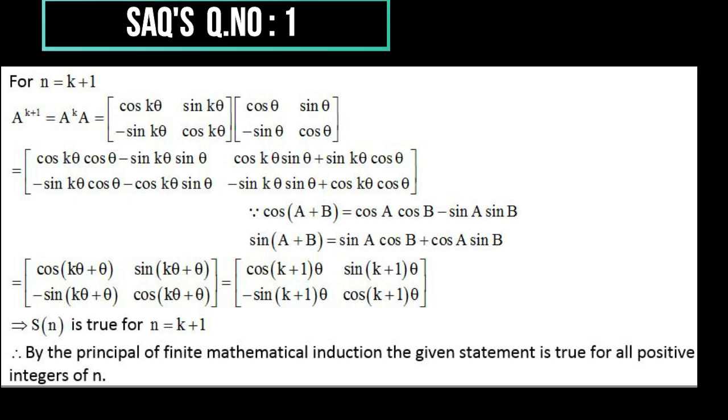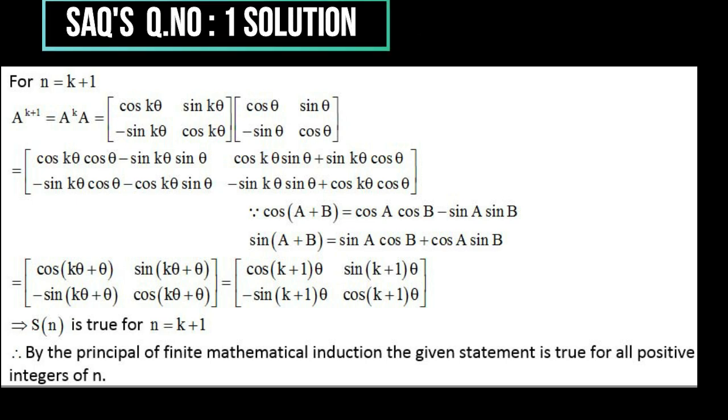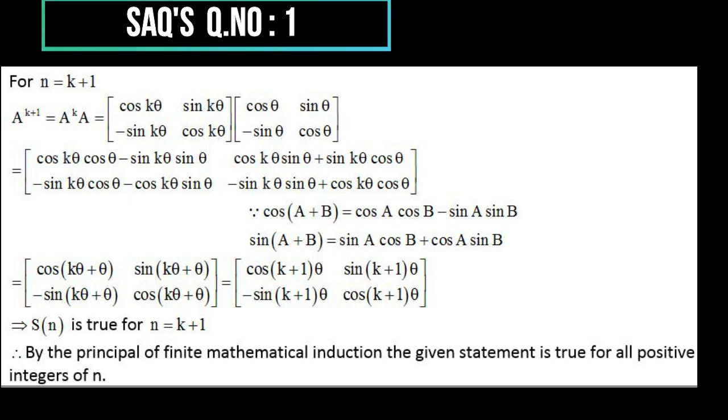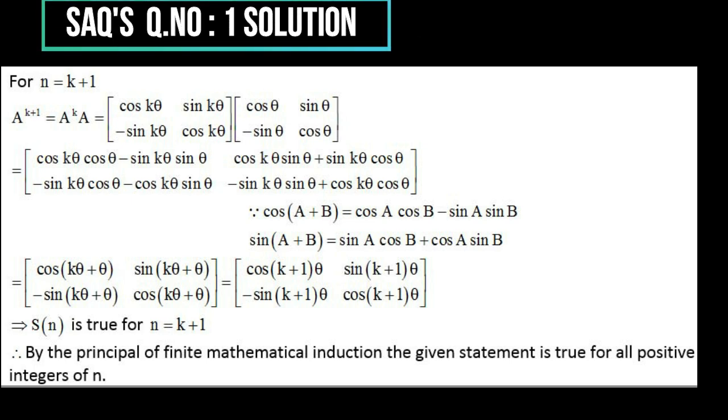Here we use the formulas for cos of a plus b and sin of a plus b. Cos of a plus b is equal to cos a cos b minus sin a sin b, and sin of a plus b is equal to sin a cos b plus cos a sin b. Then the matrix is equal to cos of k plus 1 theta, sin of k plus 1 theta, minus sin of k plus 1 theta, cos of k plus 1 theta. Therefore, S of n is true for n is equal to k plus 1. Therefore, by the principle of mathematical induction, the given statement is true for all n belongs to N.